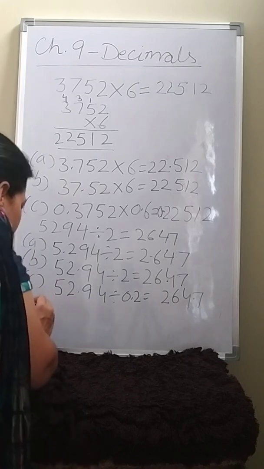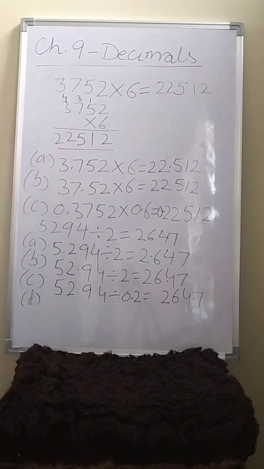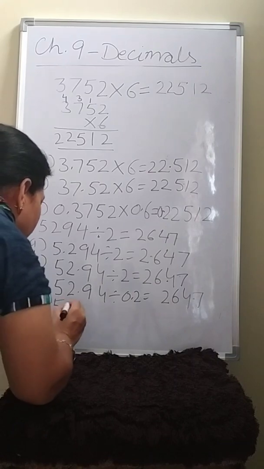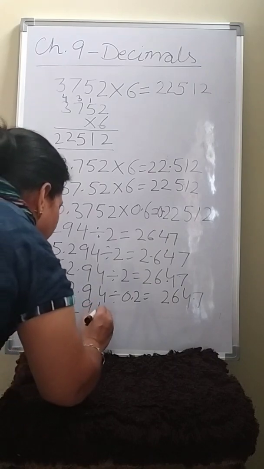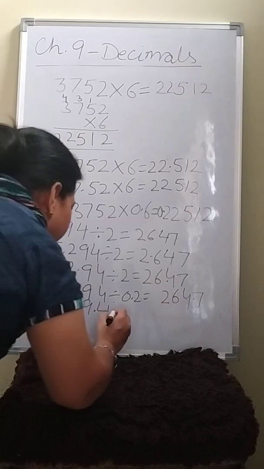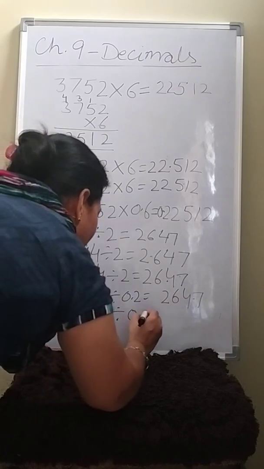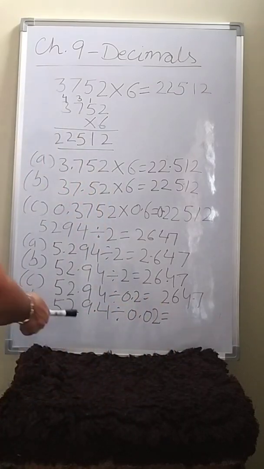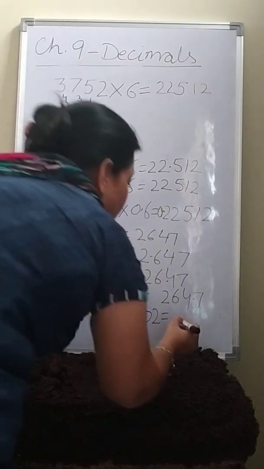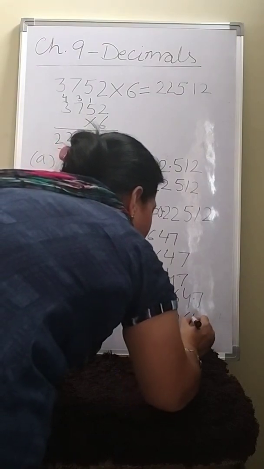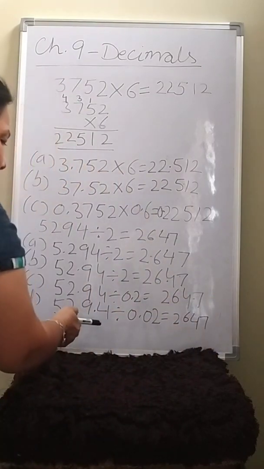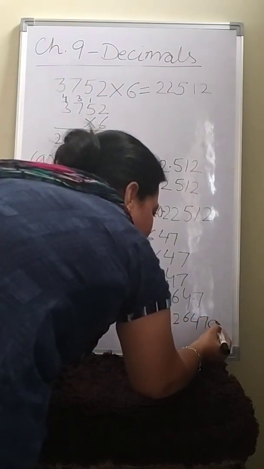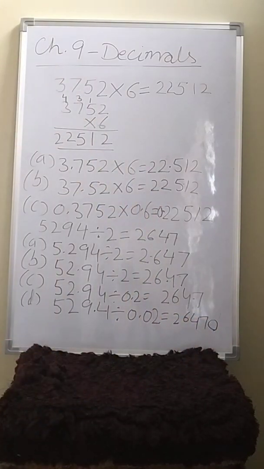And if on this side you have the decimal before 1 digit and here the decimal before 2 digits, the opposite applies: 1 minus 2 is minus 1. So you will put a 0 here with this answer, and you will get the answer 2647.